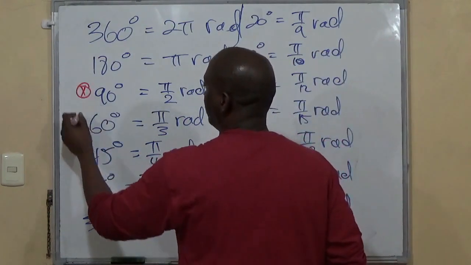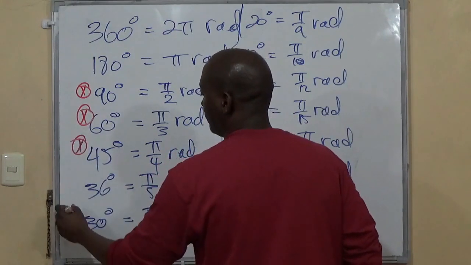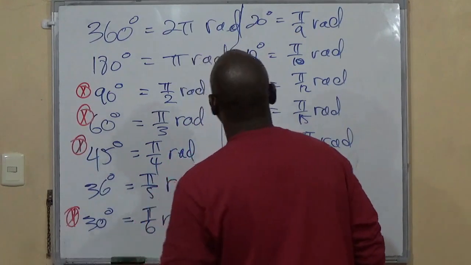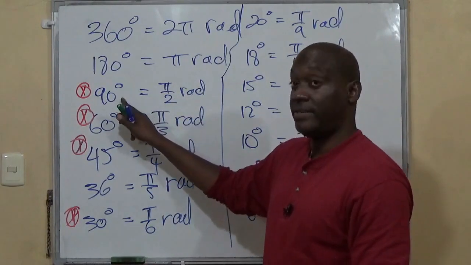This for sure you need to know. Alright? So you need to know that pi over 2 is 90 degrees.